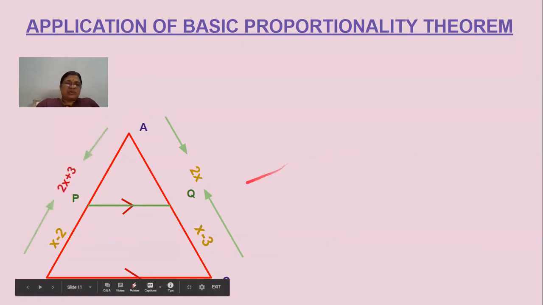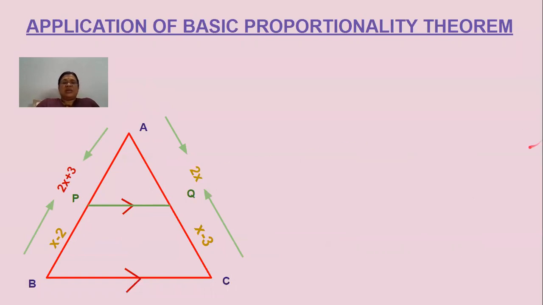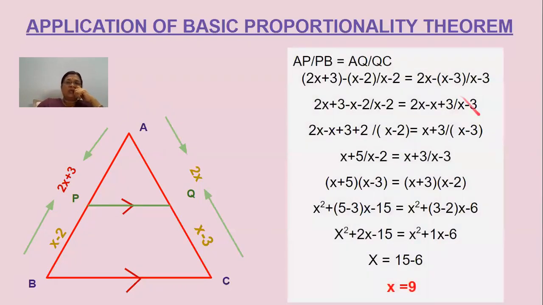And one more value is also given. See here, AB is also given. How much is it? 2x plus 3. And we have to find out the value of x. Here it is given that PQ is parallel to BC, and you have to find out the value of x by using the basic proportionality theorem. As we all know, PQ is parallel to BC, then we can say that the line will divide the other two sides in equal ratio, isn't it? So AP by PB will be equal to AQ by QC. So this is the problem.